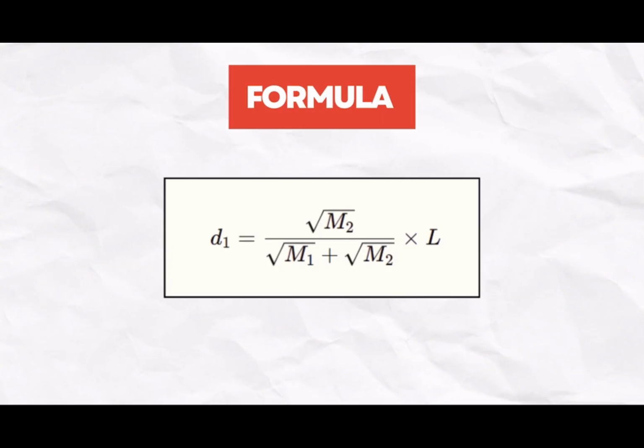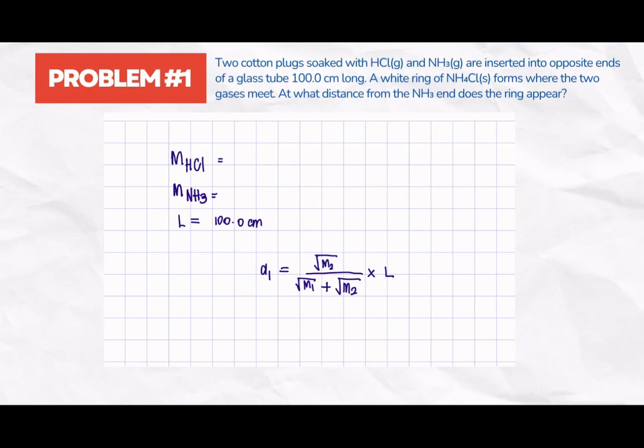This is the formula we are going to use to find out where the two gases meet when they diffuse toward each other. This formula is derived from Graham's law of diffusion. Now let us apply that formula to problem number 1. Two cotton plugs soaked with HCl and NH3 are inserted into opposite ends of a glass tube 100 centimeters long. A white ring of NH4Cl forms when the two gases meet. At what distance from the NH3 end does the ring appear?